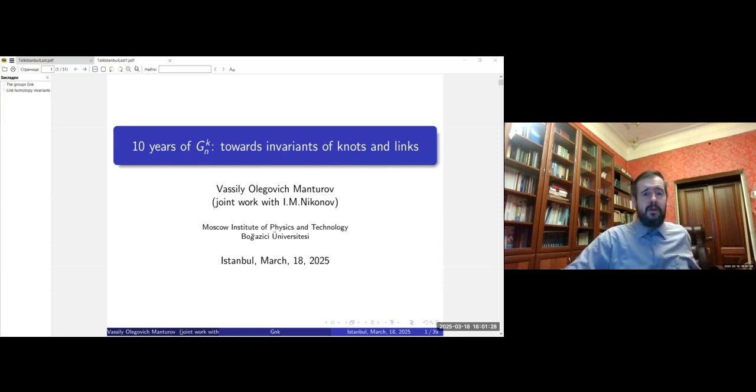So today I'm going to talk about 10 years of GNK towards invariants of knots and links. A bit more than 10 years ago, I introduced a series of groups, G and K, and formulated a very important principle which works in low-dimensional topology, and actually not only in low-dimensional topology. And today I will talk about various relations of those groups with topology, geometry, algebra, combinatorics, and many other areas of mathematics.